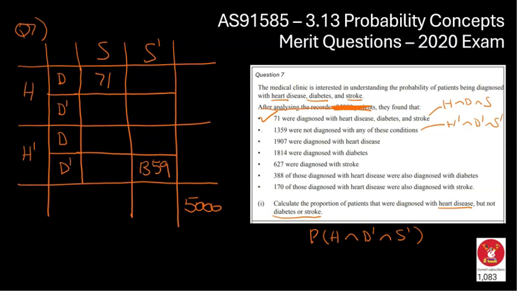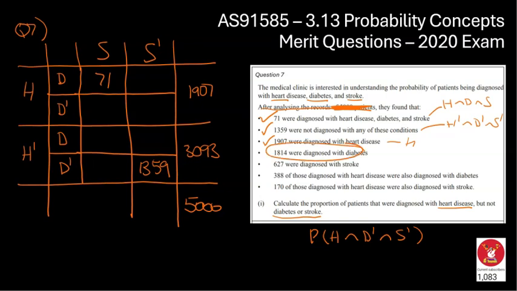1,359. So I've used that information. 1,907 had a heart disease. So that there is just the H total. So it's going to be over here. So we've got 1,907. This number is really nice because we can now figure out the people who didn't have a heart disease. So if I go 5,000 minus 1,907, I'm going to get 3,097 people without the heart disease. So I've now used that information there.